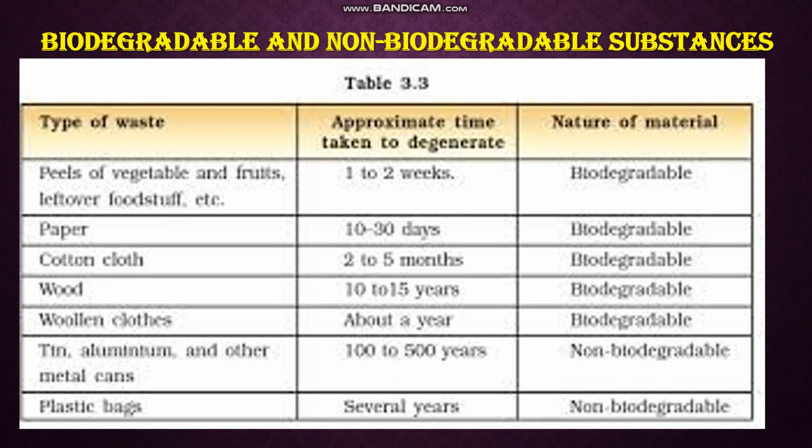So here is a table which is given in your textbook. So how we are classifying the substances into biodegradable and non-biodegradable. You can see here it is given in this table the approximate time taken to degenerate these substances. Peels of vegetables, fruits, leftover foodstuffs, all these within 1 to 2 weeks get decomposed. So they are considered as biodegradable.